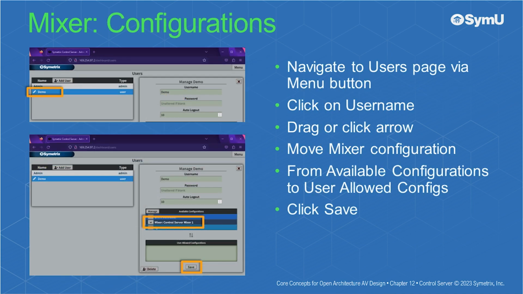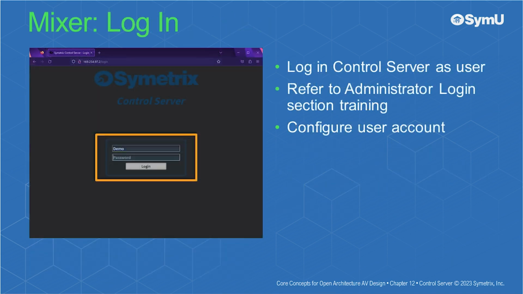Navigate to the Users page via Menu button, then click on the username. Drag or click the arrow to move the Mixer configuration from the available configurations down to the User Allowed configurations. Then click Save. Log in to the control server as the user. Refer to the Administrator Login chapter of this training for instructions to configure the user account.